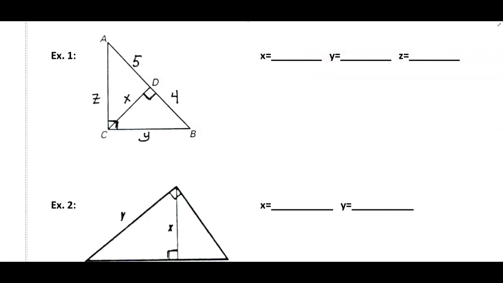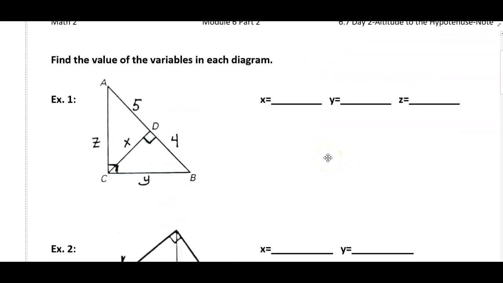Remember yesterday we talked about a couple of formulas we're going to be using. The first one being altitude squared equals piece of hypotenuse times piece of hypotenuse. And the second formula would be leg squared equals piece of hypotenuse nearby times the whole hypotenuse. So in this first example, we're looking for a lot of different things, okay?